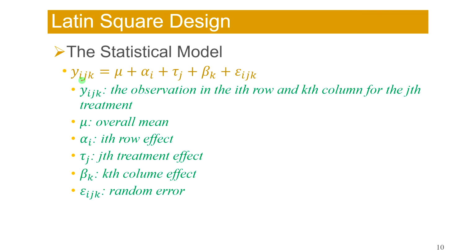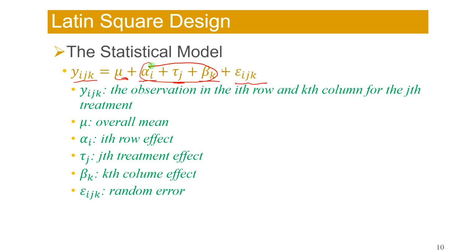The statistical model for the Latin square design can be represented by this equation. The response is the sum of the overall mean, mu, the row and column effects, and the treatment effect. And lastly is the random error, which is the residual. Compared to the randomized complete block design, we have added one more term in this model. As you can see, this is an additive model as well, and there is no interaction between the 3 effects.